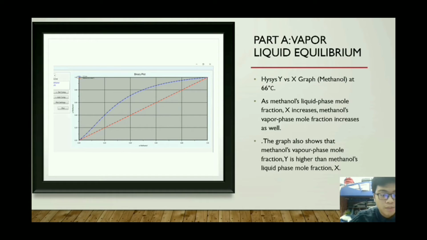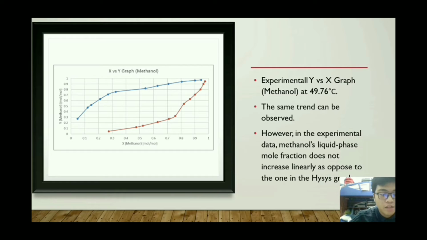If we compare it to the experimental data VLE graph, which holds the data for the methanol-water binary mixture at temperature 49.76 degrees Celsius, the same trend can be observed. X and Y are directly proportional to each other. X increases as Y increases. However, in the experimental data, methanol's liquid phase mole fraction does not increase linearly as opposed to the one in the HYSYS graph. Methanol's experimental vapor phase mole fraction maintains an almost same trend with the HYSYS graph.